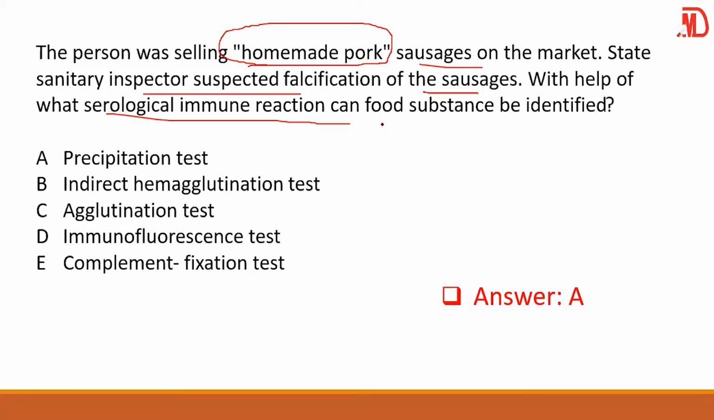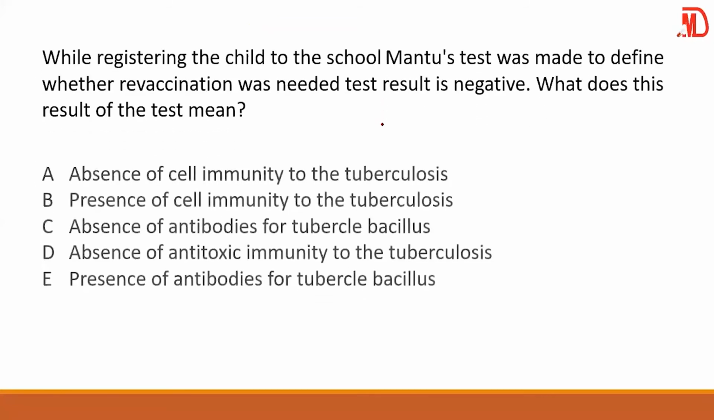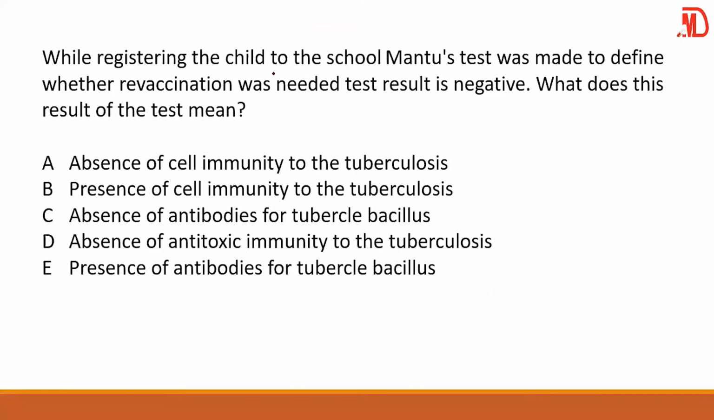All right. While registering the child to the school, a Mantoux test was made. Mantoux is for tuberculosis, a type 4 hypersensitivity. It was made to define whether revaccination was needed, and the test result is negative.